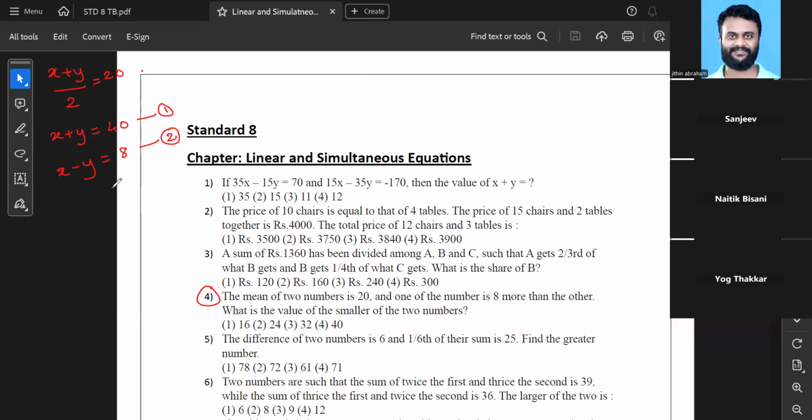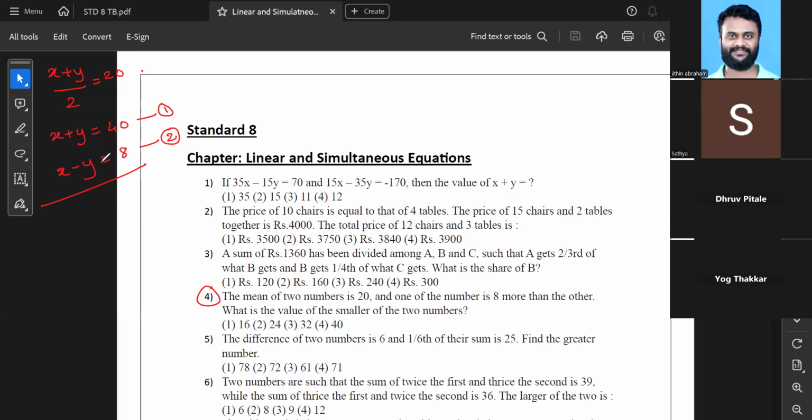Is anyone having any doubt? No, sir. Great. Now this is pretty clear what we are supposed to do, right? So in this case, by the way, what are they asking us to find? They ask to find the value of the smaller of the two numbers. So out of x and y, which one is smaller? What do you think? Y. Very good. Yes, y is smaller.